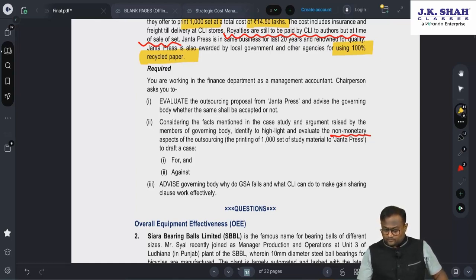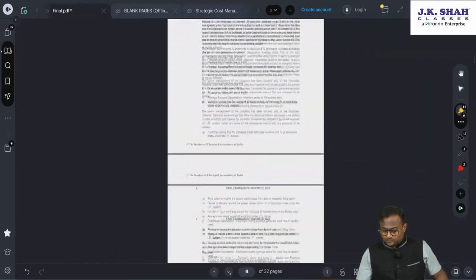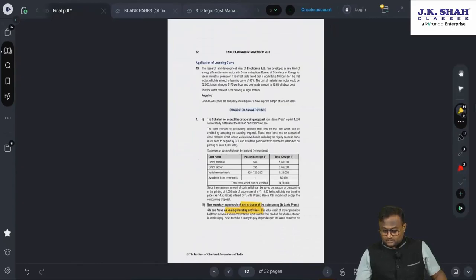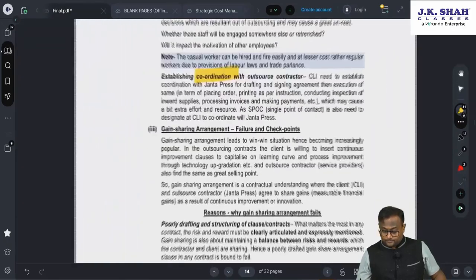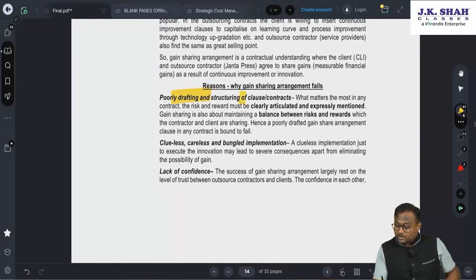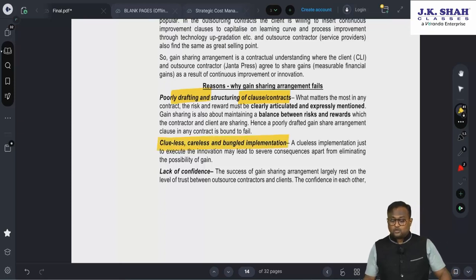The reasons for failure are various actually. One of the reasons is performance. Then poor drafting and structuring of contracts. Clueless, careless implementation. See, sometimes it may so happen that you don't have a clarity of what you are going to earn. You don't have a clarity about your remuneration. So you keep on working accordingly, but you don't find the right direction to be concluded.